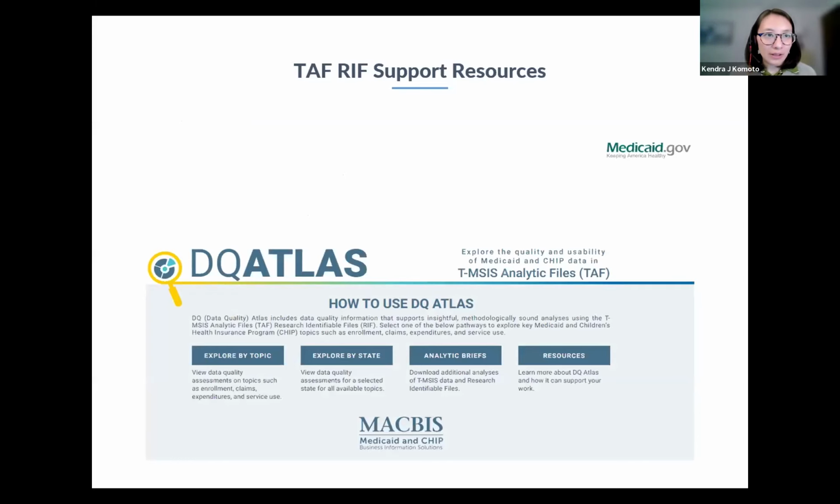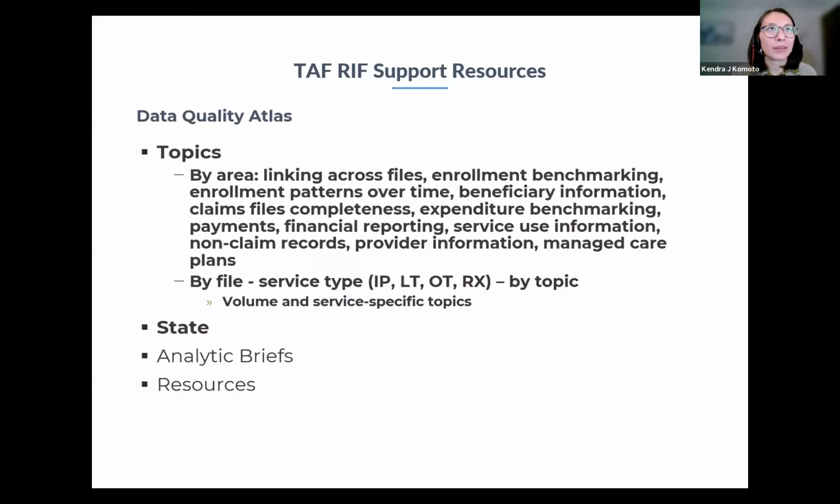So the DQ Atlas assesses the quality of different TAF elements. And I think it's good to think of this as an introduction. There are different views for each assessment. You can look at by topic if you're looking at all states, or a specific state if you want to look at topics for a particular state. I'll talk about topic and state together since they do cover the same topics.